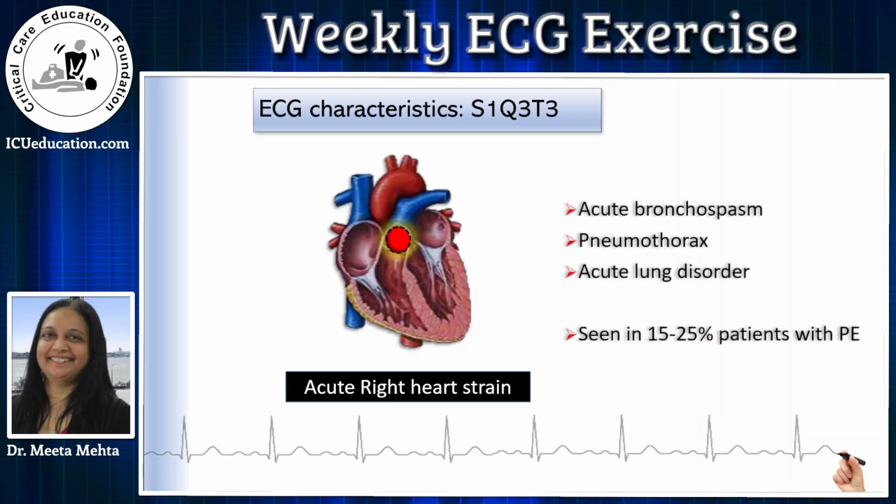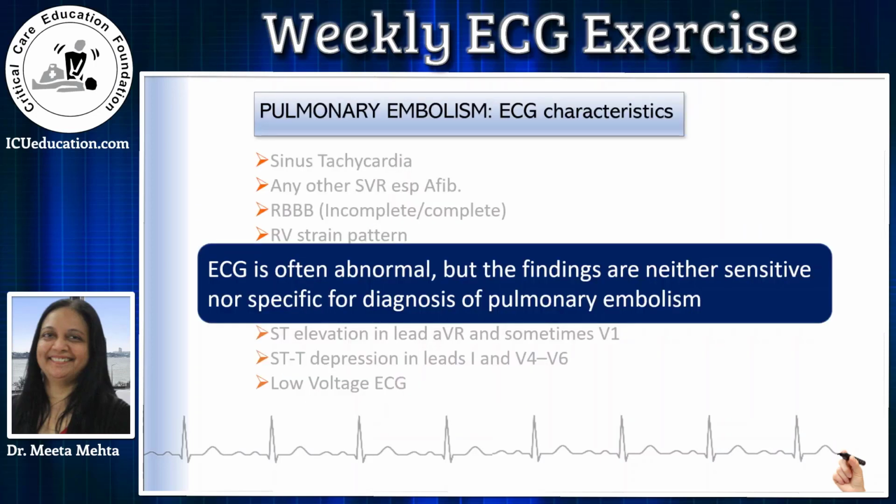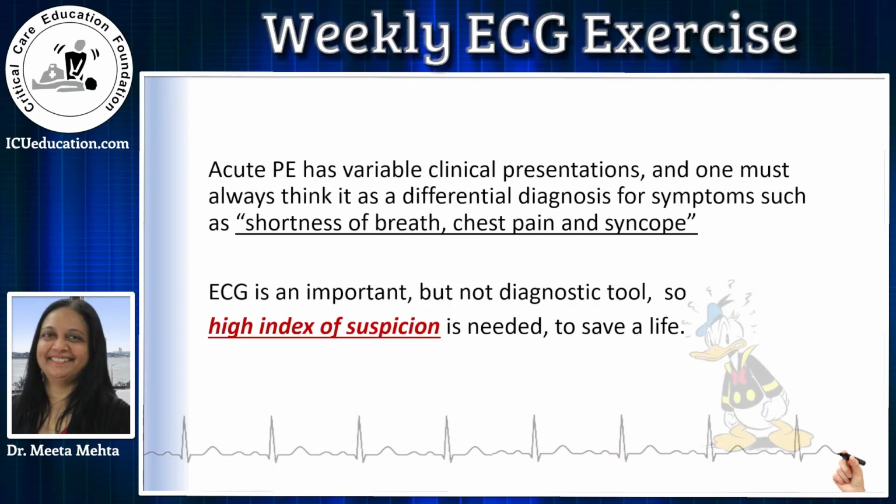Remember, you don't only see S1Q3T3 in pulmonary embolism, but also in some other conditions such as acute bronchospasm, pneumothorax, for that matter any condition which causes acute lung injury or acute lung disorder. PE is seen in 15 to 25% of patients who are ultimately diagnosed after CT pulmonary angiography. Now, ECG is often abnormal in these patients, but remember, these findings are neither sensitive nor specific for the diagnosis of pulmonary embolism. Acute PE has variable clinical manifestations, and one must always think of it as a differential diagnosis if the patient presents to you with symptoms such as shortness of breath, chest pain, and syncope.